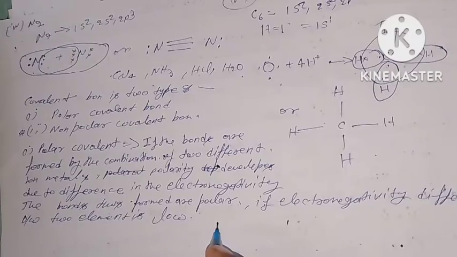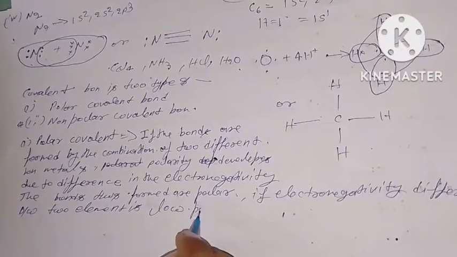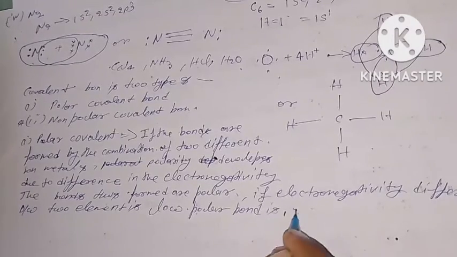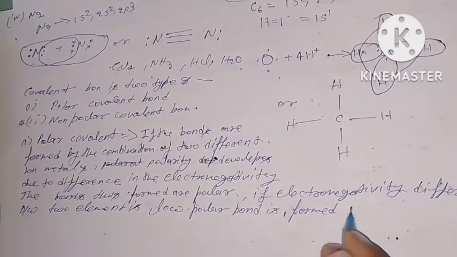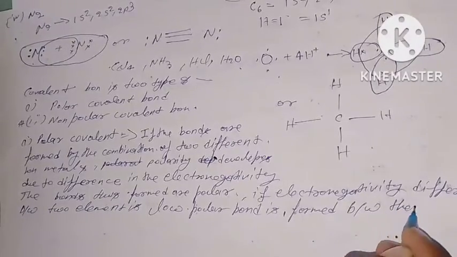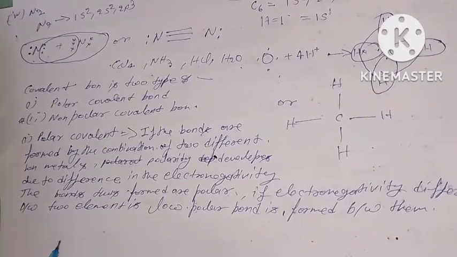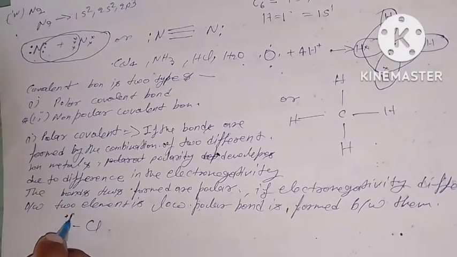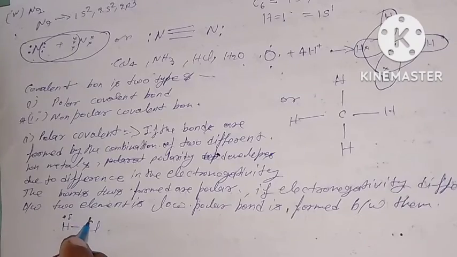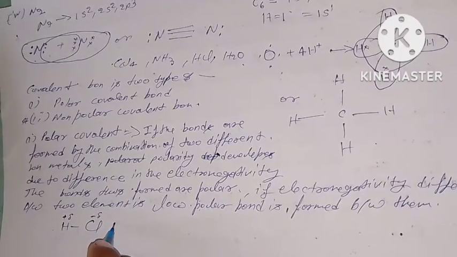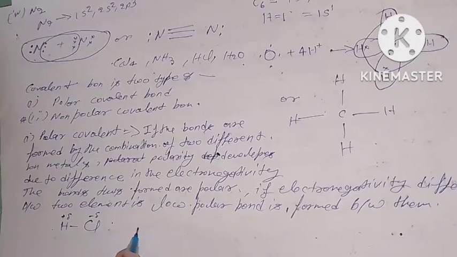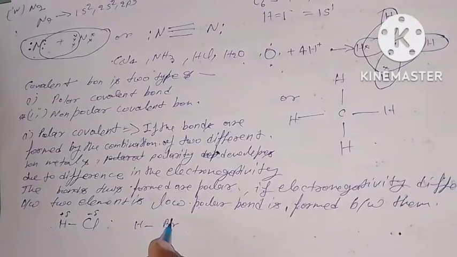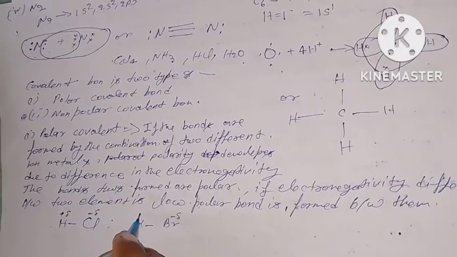If the electronegativity difference between two elements is low, a polar bond is formed between them. As an example, HCl, with partial positive and partial negative charges, okay? And HBr.